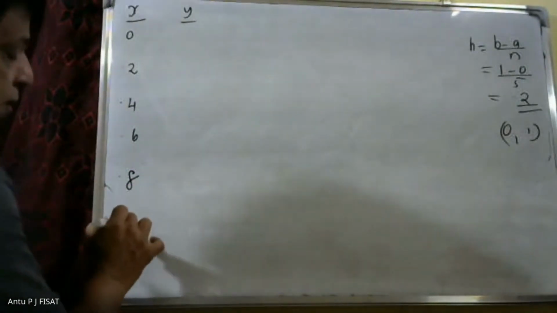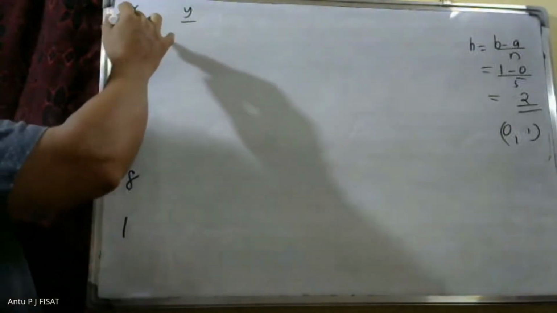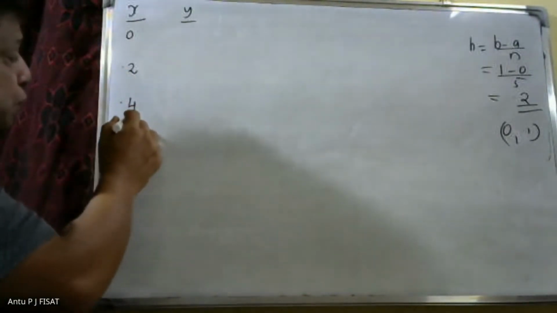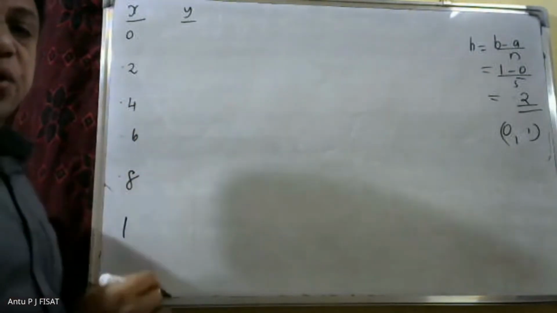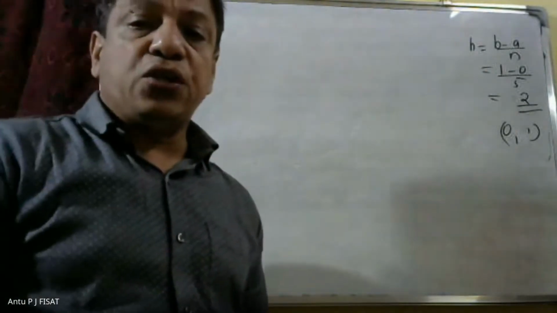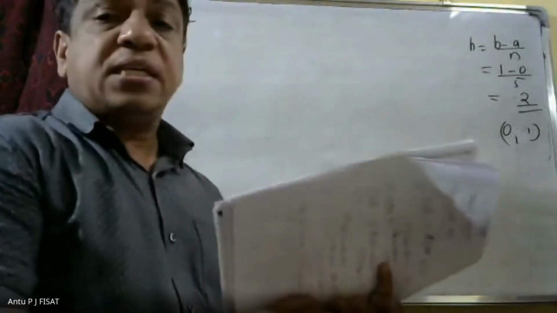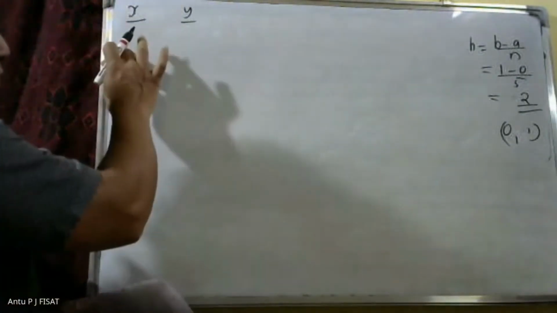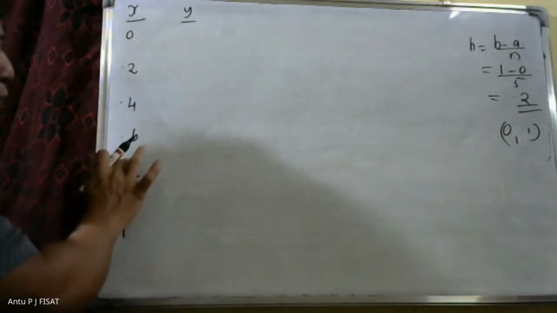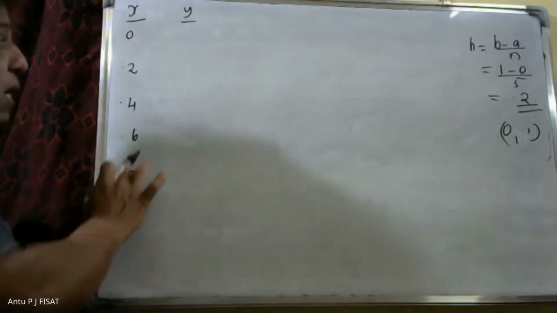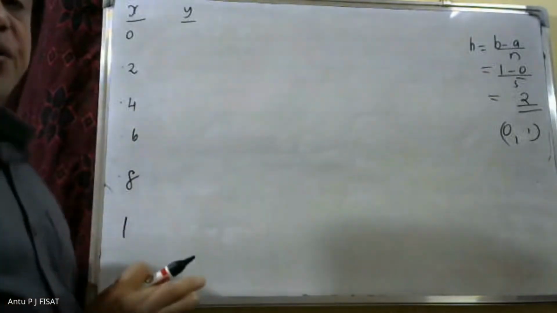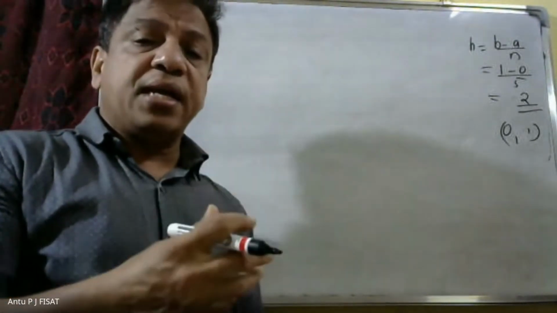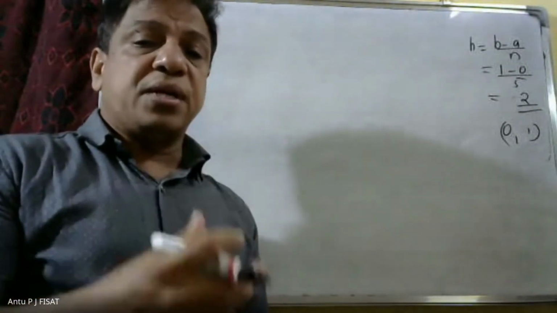0.8. First we write the x values. X values are 0, 0.2, 0.4, 0.6, 0.8, 1. That is, we divide 0 to 1 into 5 intervals: first interval, second interval, third interval, fourth interval, fifth interval. We take n equal to 5, so we divide 0 to 1 into 5 intervals.